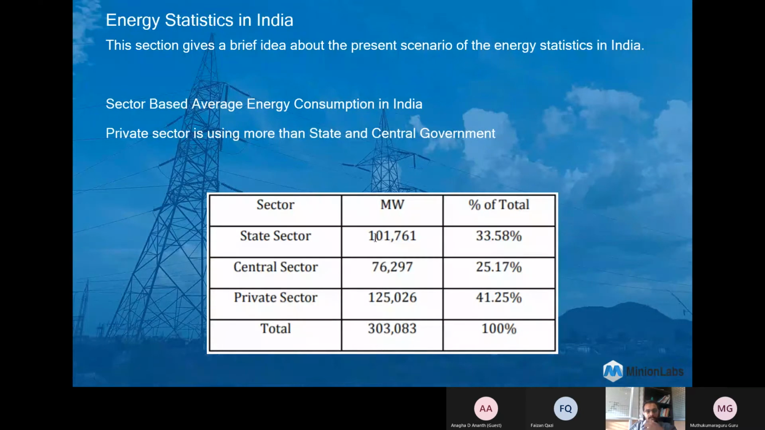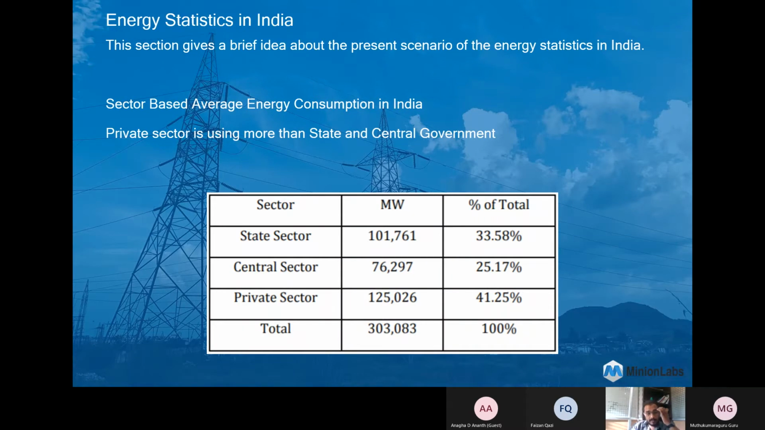So we'll see what the energy statistics of India are in different sectors. State sector based average energy consumption in India. The private sector is using more than the state and central government.